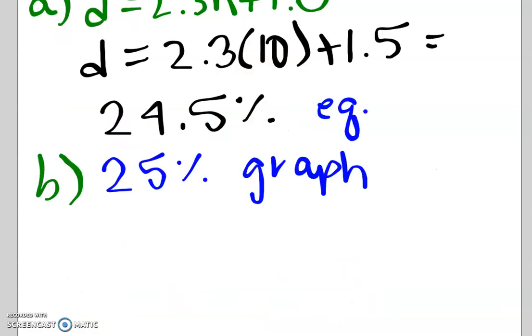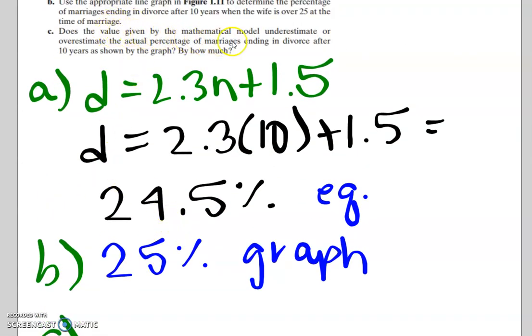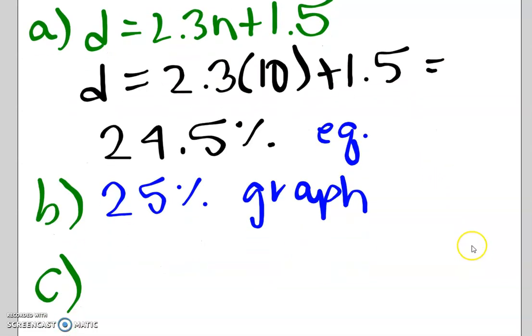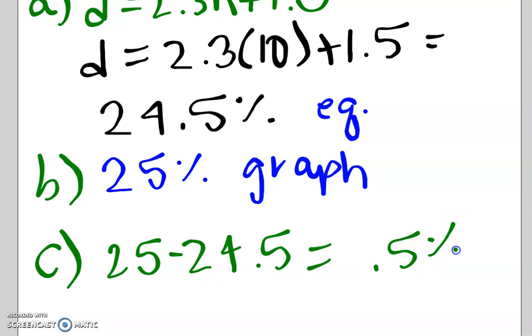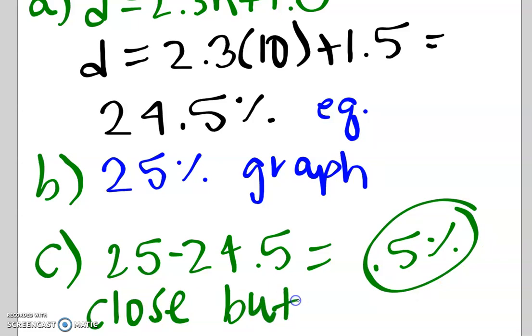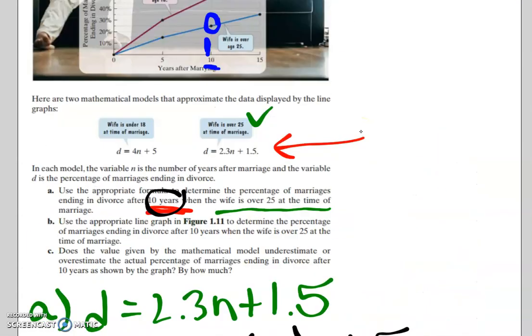They're close, right? And part C wants us to compare. C says, does the value given by the model underestimate or overestimate the actual percentages of marriages ending in divorce after 10 years shown by the graph, and by how much? So we can tell that the difference here, 25 minus 24.5, is a difference of 0.5%, so not that much. And we're just going to say it's close, but it is slightly less. And notice I got all of this information just by interpreting the graph, just by looking at the equation. Okay, so this is what we're also going to be practicing in this section.